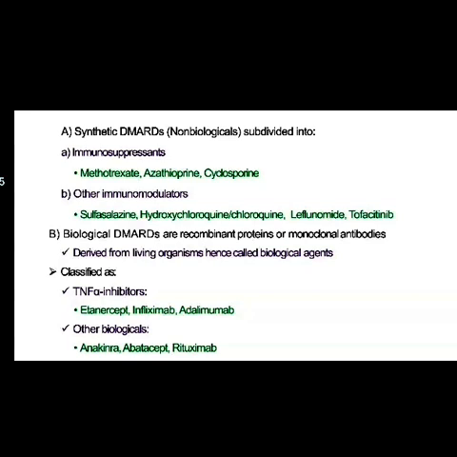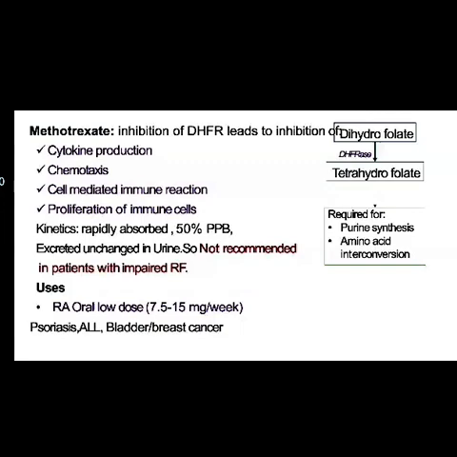Whereas the biological disease-modifying anti-rheumatoid drugs are recombinant proteins obtained from monoclonal antibodies. They may be obtained from living organisms, and that is the reason why they are called biologicals. These biological agents are classified into two major classes, like TNF alpha inhibitors, which are the major component, drugs like etanercept, infliximab, adalimumab, whereas the other agents are anakinra, abatacept, and rituximab.